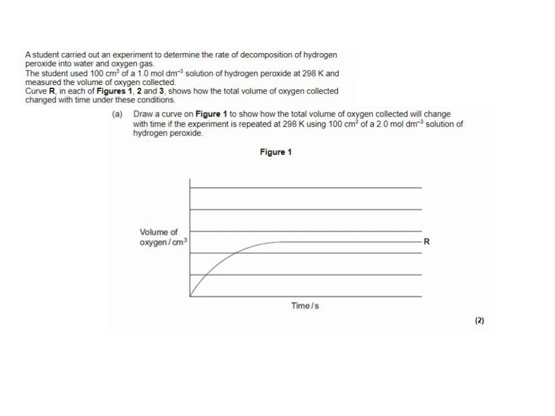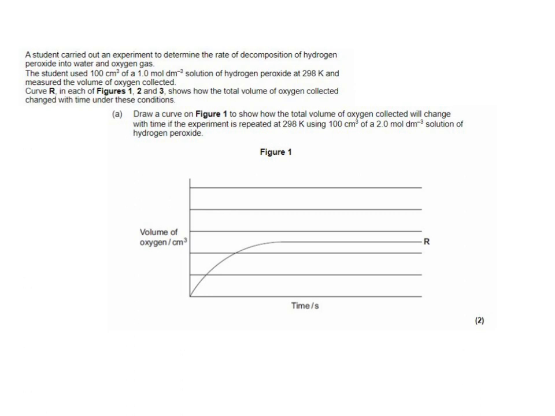So on to question 2, and this involves drawing a lot of curves on graphs, so I'll do my best to make them as clear as I can for you. So draw a curve on figure 1 to show how the total volume of oxygen collected will change with time if the experiment is repeated at 298 Kelvin, so same temperature, using 100 centimeters cubed, so same volume, of 2 molar per decimeter cube solution of hydrogen peroxide. So actually the concentration has been doubled. Okay, so we'd expect it to start at the origin. At the beginning there was no oxygen, so that would still start at the origin.